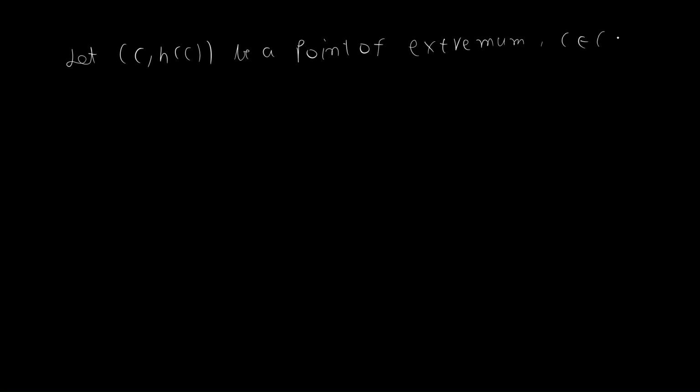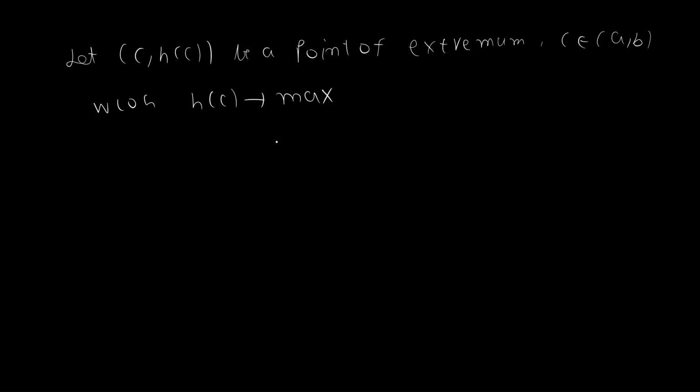Let (c, h(c)) be a point of extrema, where c belongs to the open interval (a, b). Without loss of generality, let's say h(c) is a maximum value. Even for the minimum value, the logic will be the same. So let us focus on what happens if h(c) is maximum.